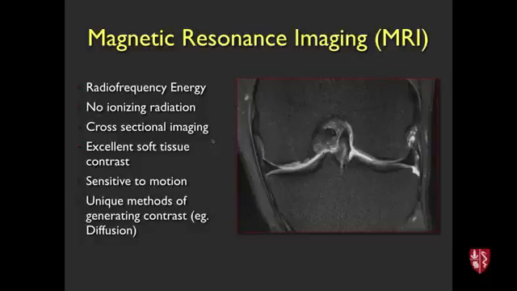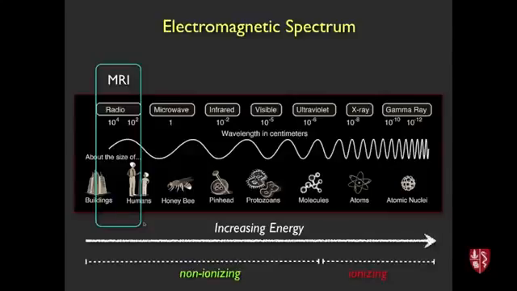It's non-ionizing, cross-sectional with arbitrary scan planes, great contrast. It's sensitive to motion, so that's good and bad. One thing is if the patient moves during the scan, it can blur the images or cause artifacts. But that motion sensitivity is also why it's good to see things like flowing blood or water diffusion. And so there are special techniques that you'll hear about that are looking for those sorts of physiological parameters.